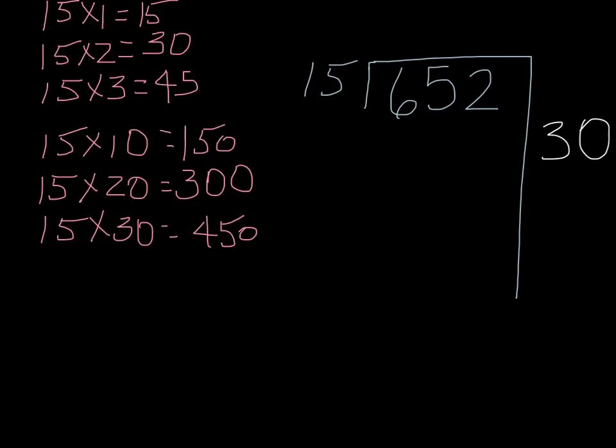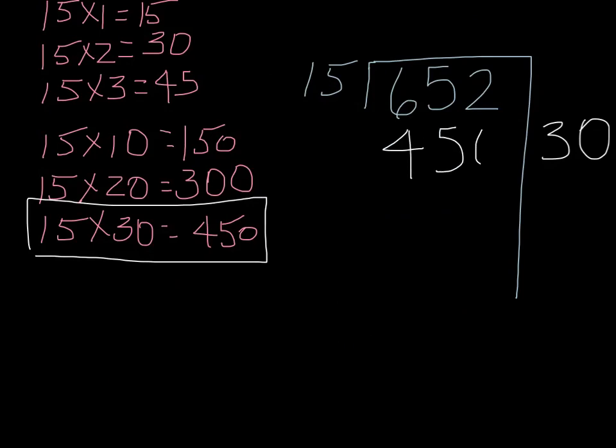All right. So 30 groups of 15, what is that? I can look right over here, and it tells me that's what that's for. 30 groups of 15 is 450. Let's see how small we got that number. That's 2, 0, 2. Very good. So now we've taken a big chunk out of 652, but not enough for us to stop.